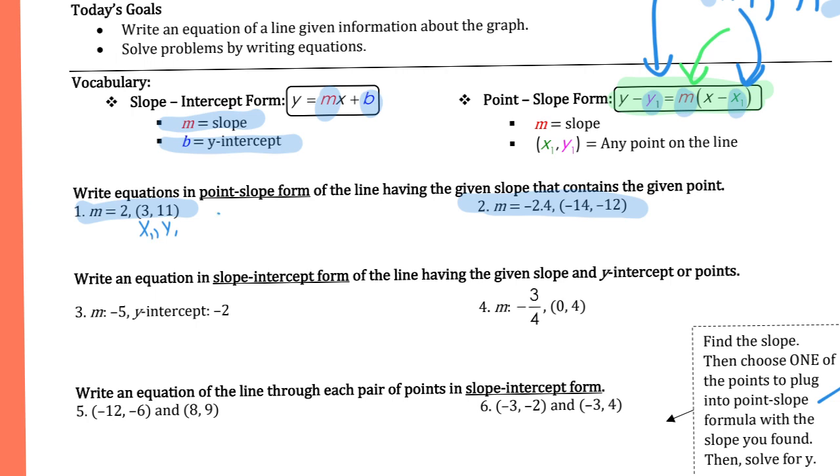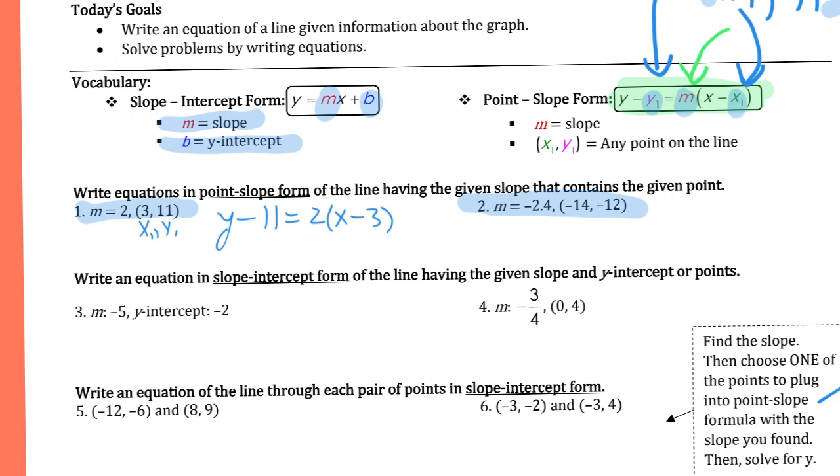So let's do y minus the y coordinate of the point, which is 11, equals m, which is 2, x minus the x coordinate of that point, which is 3. So we plugged in the point, (3, 11), and the slope of 2. Every line has infinitely many points on it, and as long as you know one of them, and you can either find the slope or you know the slope, you can write the equation.